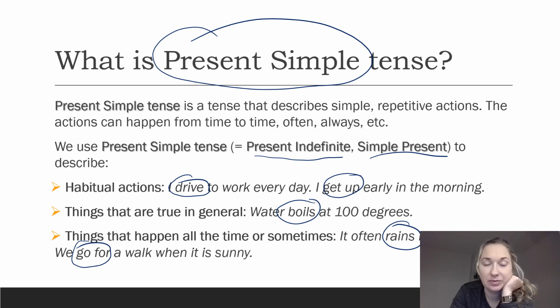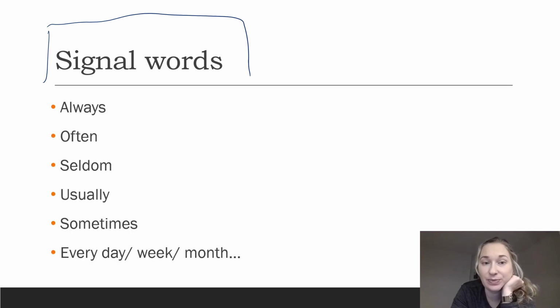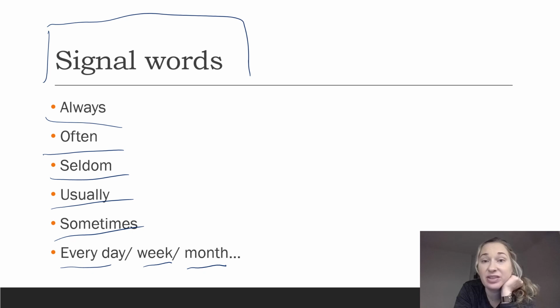Just like any other tense, present simple tense has some signal words that give us a hint. Oh, okay, we have to use present simple when we hear those words. Those words are always, often, seldom, usually, sometimes, every day, every week, every month, every year, and so on and so forth. So if I were a learner of the English language, I would memorize those signal words to know how to use them.